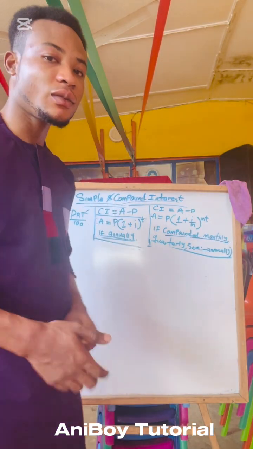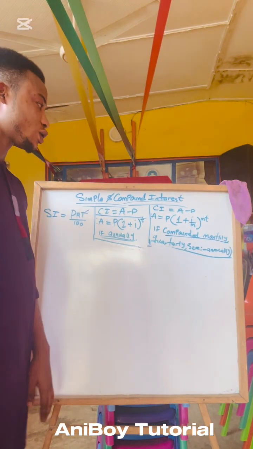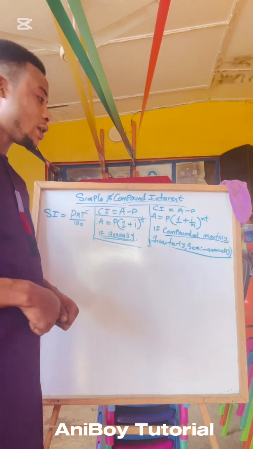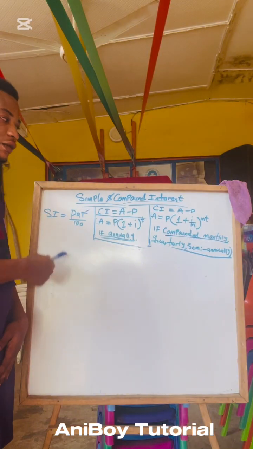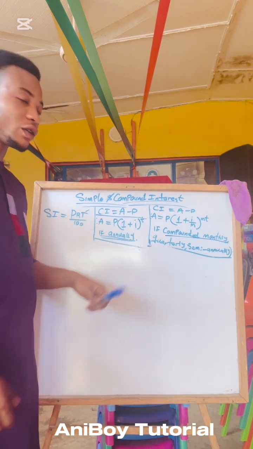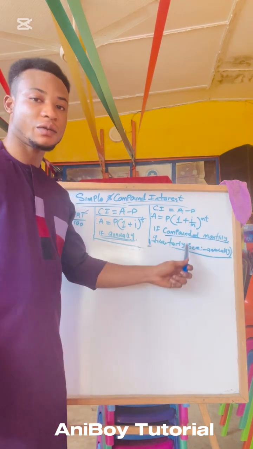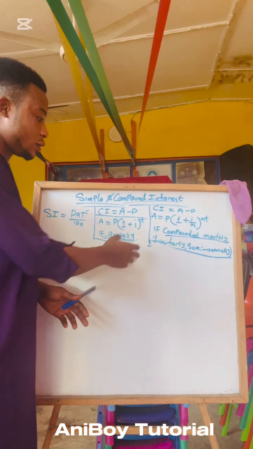And for today's lesson, we are going to be solving some questions under mathematics and under the topic simple and compound interest. As we already have the formula on the screen, for simple interest, this is the formula. For compound interest, if compounded annually, this is the formula we are going to use. And if it is compounded monthly, quarterly, or semi-annually, this is the formula we are going to use. So let me quickly differentiate between these two.